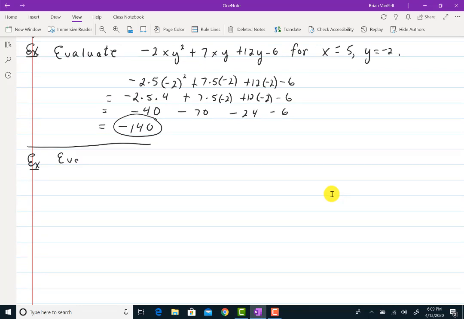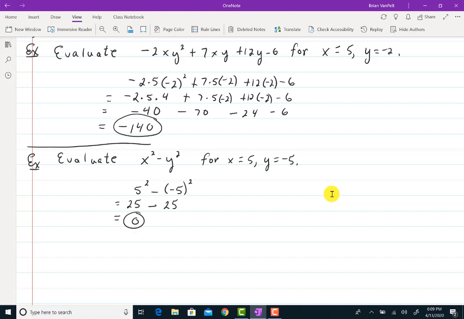Evaluate x squared minus y squared for x equals 5, y equals negative 5. And this is crucial now to put parentheses around the negative 5 when you put it in. I'll get 5 squared, there's the x squared part, minus, and then I'll have negative 5 for the y and square it. Now I'll do my work underneath of it. 5 squared is 25. Bring down the minus. Negative 5 when you square it is also positive 25. And 25 minus 25 is 0.